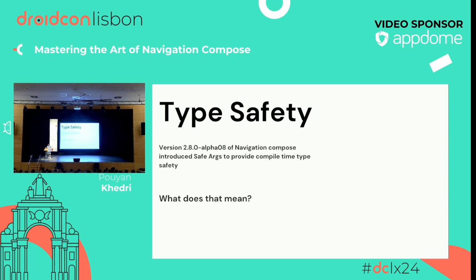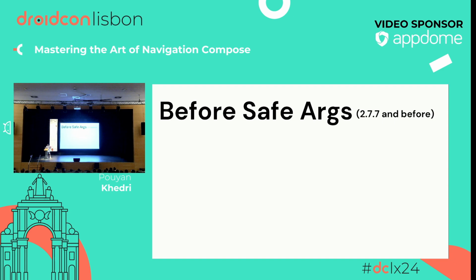Type safety. What is type safety? Type safety is basically making sure that you're passing the right type of object or the parameter to the method or the class we are using. For Navigation Compose, with version 2.8.0, safe arguments were introduced to provide compile time type safety. What does this mean? So let's take a look at the version before, like 2.7.7 and previous versions.